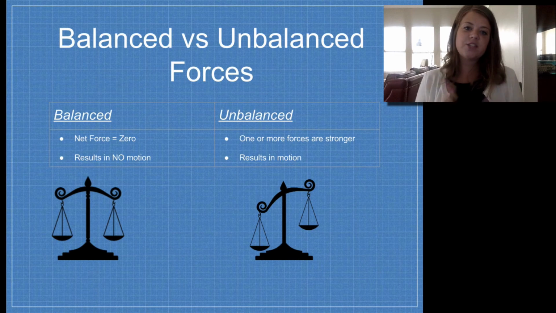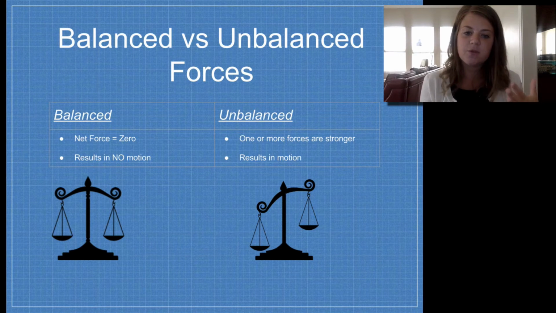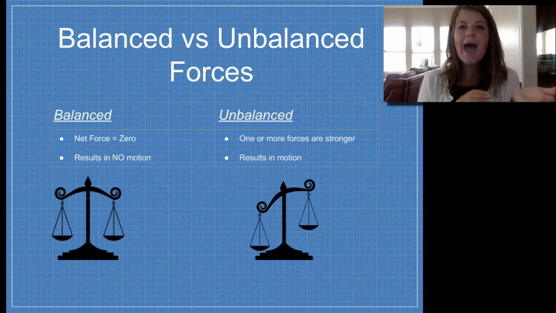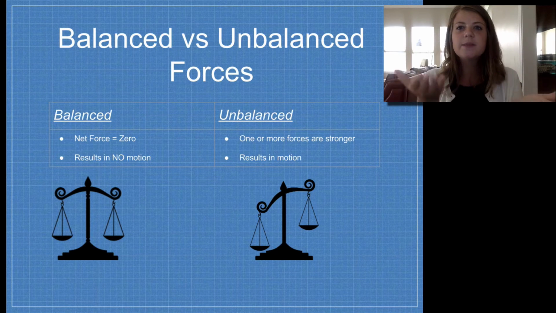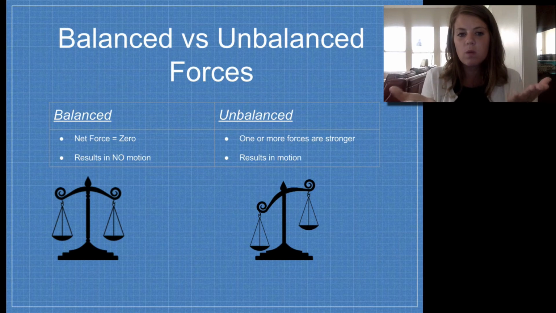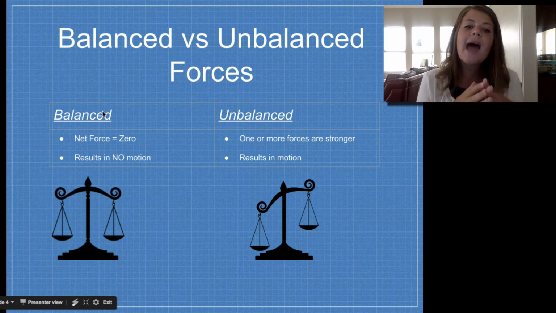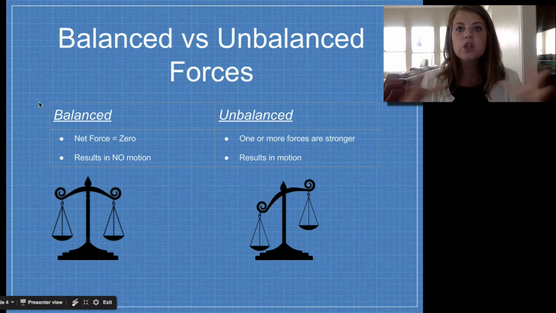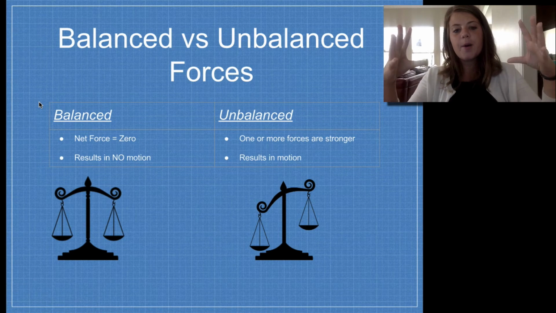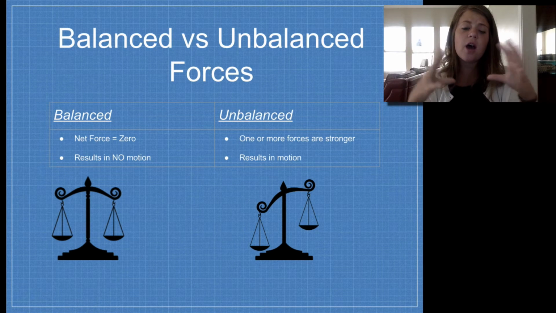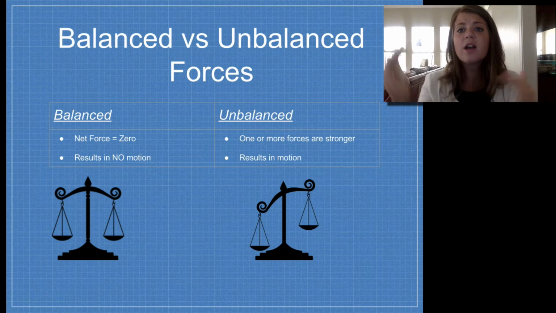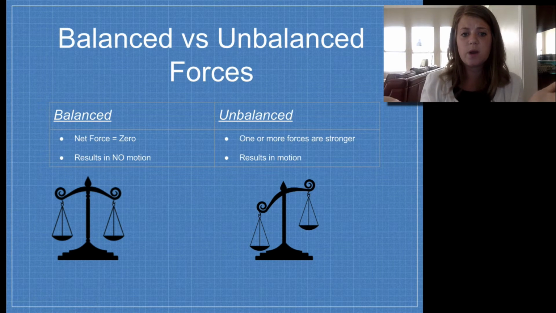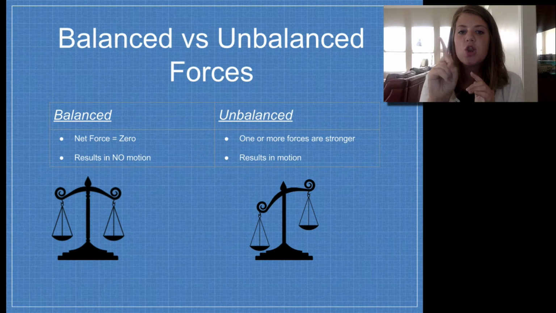So, there's two different situations that we could be in here. We could be in balanced forces, or an object can have unbalanced forces. If something's balanced, well, think about that, right? If something's balanced, it's equal, right? So, in balanced forces, the net force, so all those forces pushing in and on an object, they're all going to cancel each other out. It's going to equal 0. And it is going to result in no motion. Very, very important. Balanced forces mean no motion is going to occur.